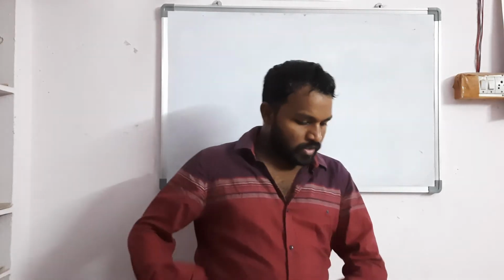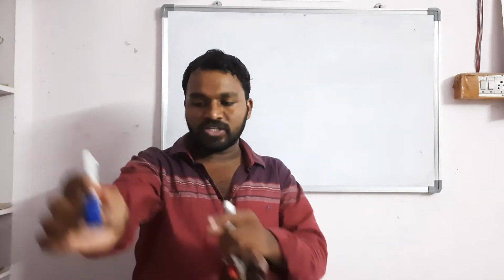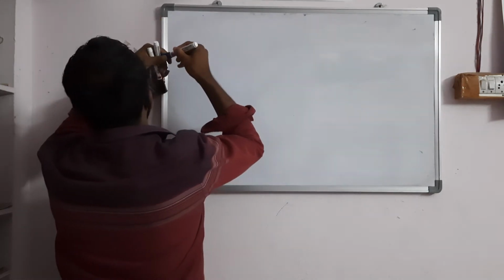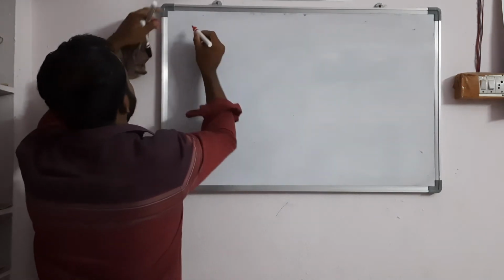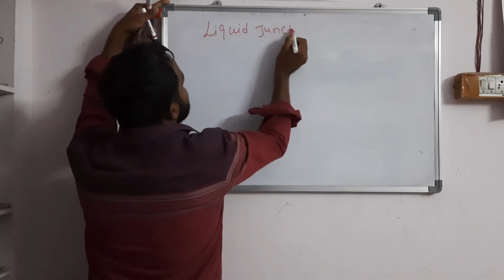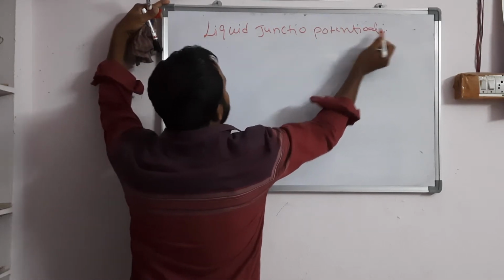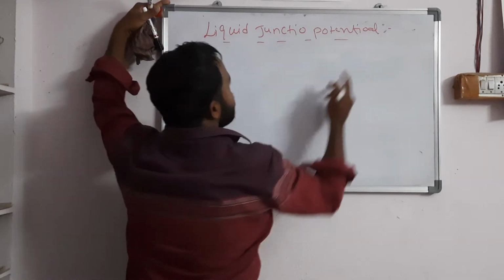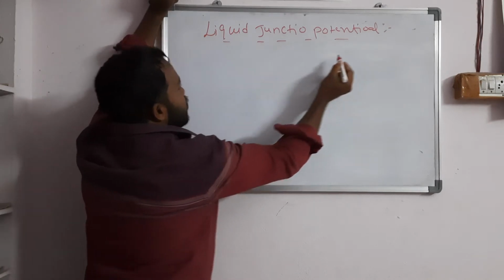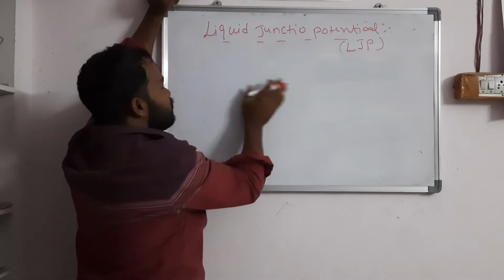Good afternoon, students. Today we are going to discuss the liquid junction potential, its derivation and its elimination. Liquid junction potential means that when a concentration cell with transference exists, there exists a liquid junction potential, LJP. So we are going to do the derivation of LJP.